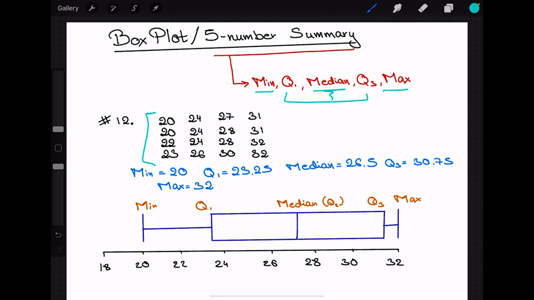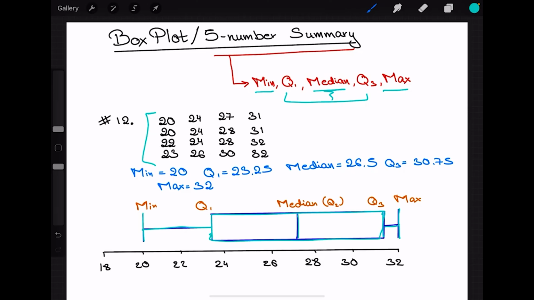Now, when you're drawing a box plot, you first make a line for the min and a line for the max, a line for Q1, median, and Q3. Now, Q1, median, and Q3 will form a large box, as you can clearly see, while the min and max will just be connected through a line.